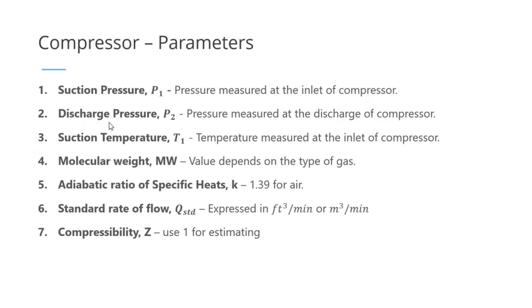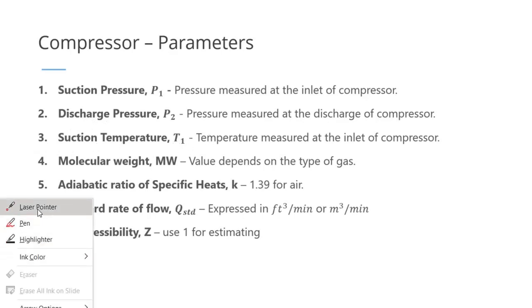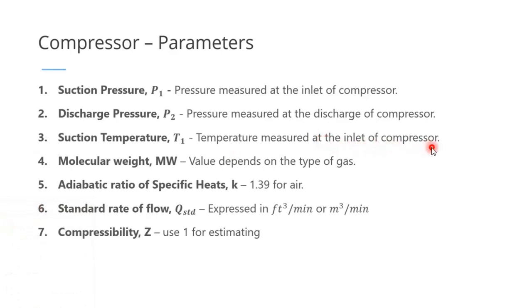So next is the discharge pressure, or P2, the pressure measured at the discharge of the compressor. Also, suction temperature, T1, the temperature measured at the inlet of the compressor. And molecular weight of the gas or air, MW. This value depends on the type of gas.